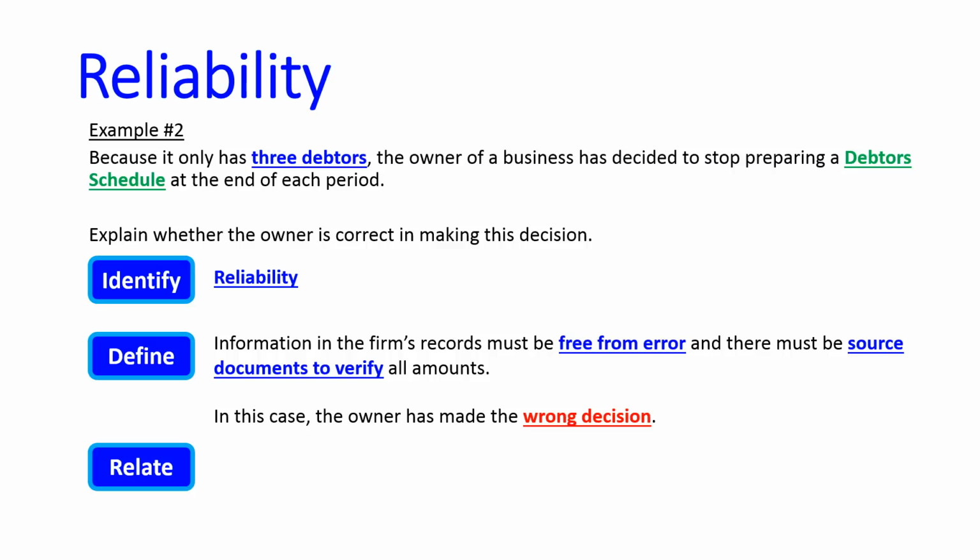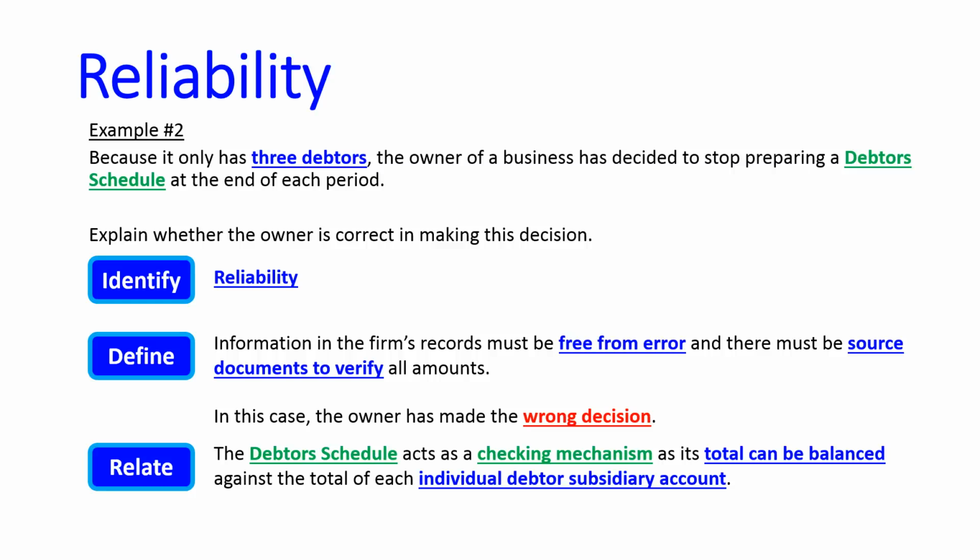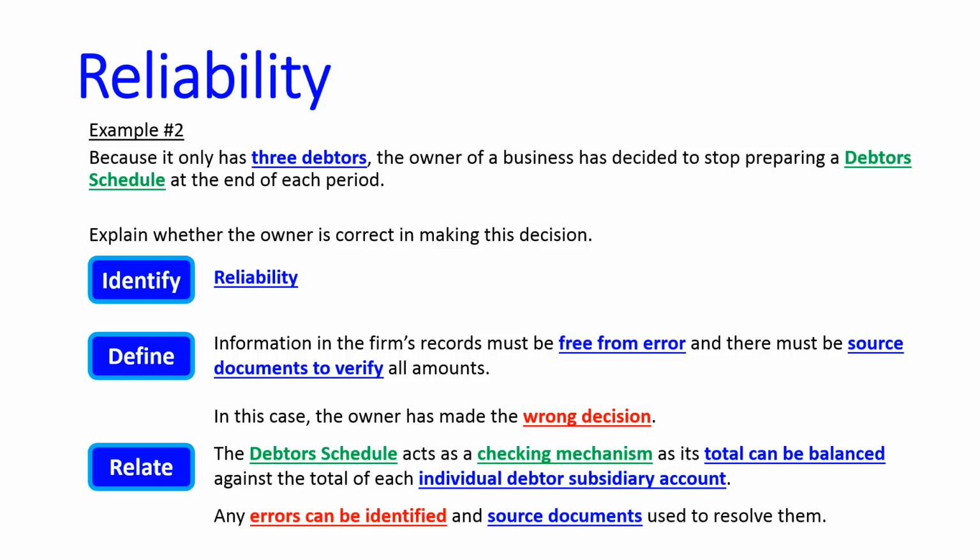First of all, I'm going to say the owner's made the wrong decision, and that's because a debtors schedule acts as what we call a checking mechanism. I can check the total of the debtors schedule equals the balance of every individual debtor subsidiary account. That way, if there are any errors, I can identify them, and then I can go back and use the source documents to help resolve the problem. So we can see that we only gave the part of the definition that was appropriate, about being free from error. This wasn't about estimates and opinions, so I didn't need to give that.